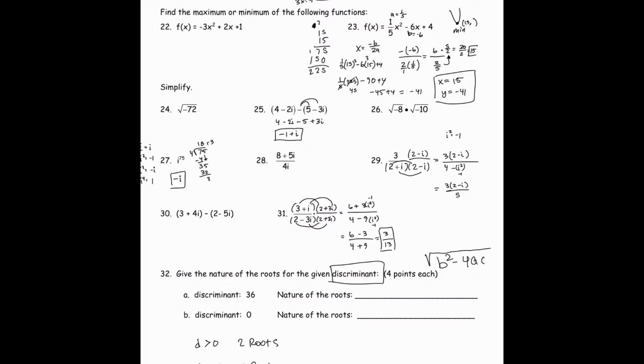Okay, so discriminant 36, the nature of the roots, we're going to have two real roots. I guess I should have said that here, real. And that's because the discriminant is positive, right? This is bigger than zero. All right, here we have discriminant equal to zero. So the discriminant is zero. We have one real root.